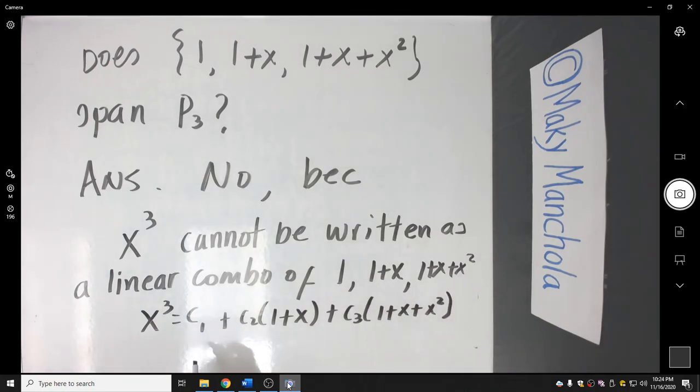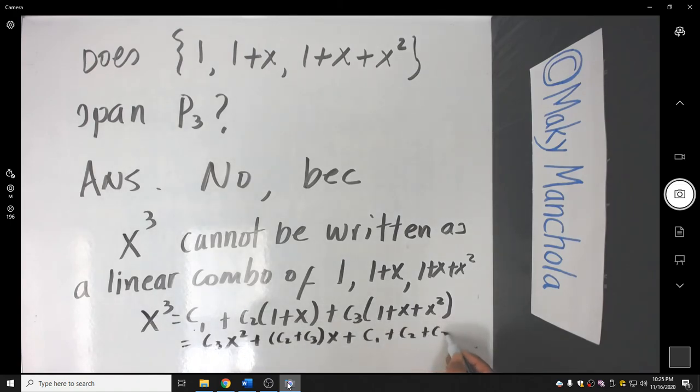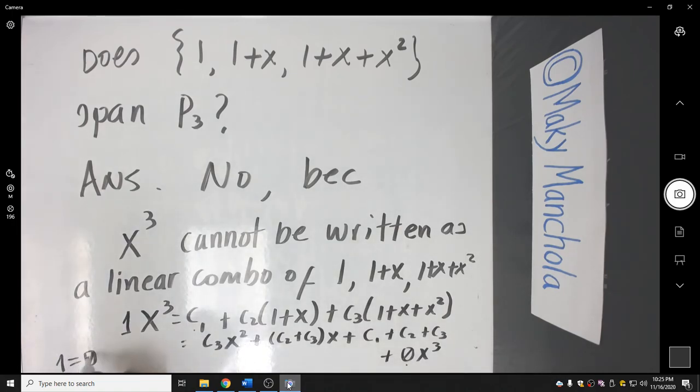when I combine my like terms, here's what I get. c3 x squared plus (c2 plus c3) x plus (c1 plus c2 plus c3). Here the x cubed term is missing, so that has to be plus 0 x cubed. But here you have 1 x cubed, there you have 0, you conclude that 1 equals 0, which is false. So this equation will not have solutions. So the answer is no.